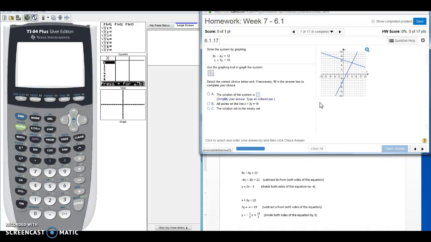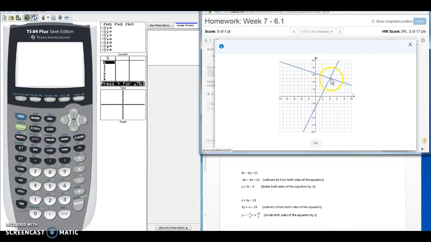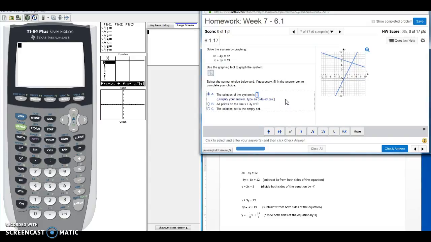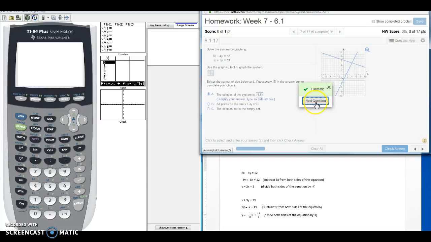Looks good. Then I'm asked to say what the solution of the system is, and the solution of the system, let me make this bigger again, will be where the two lines cross, which it looks like the x value is 4 and the y value is 5. And I'm going to type that as an ordered pair, so I need parentheses, 4, 5. And I have found where those two intersect.